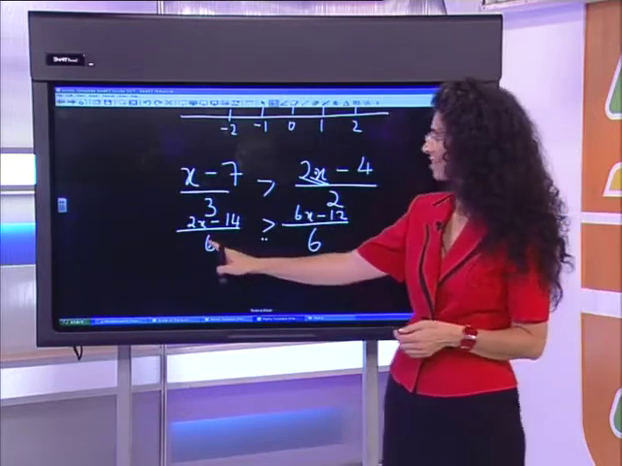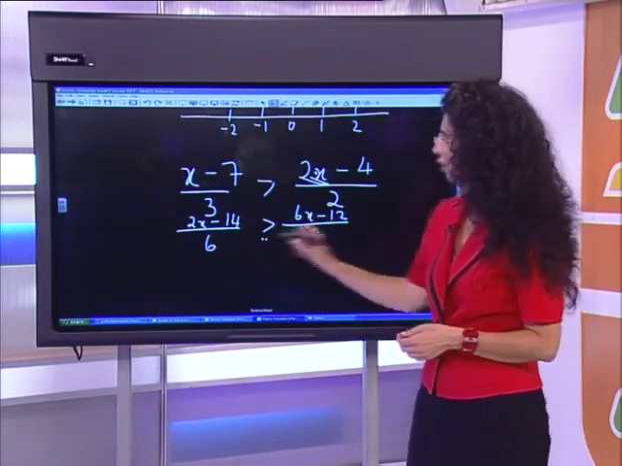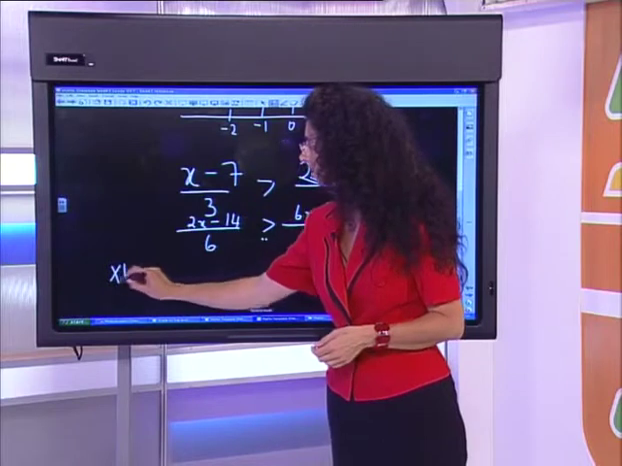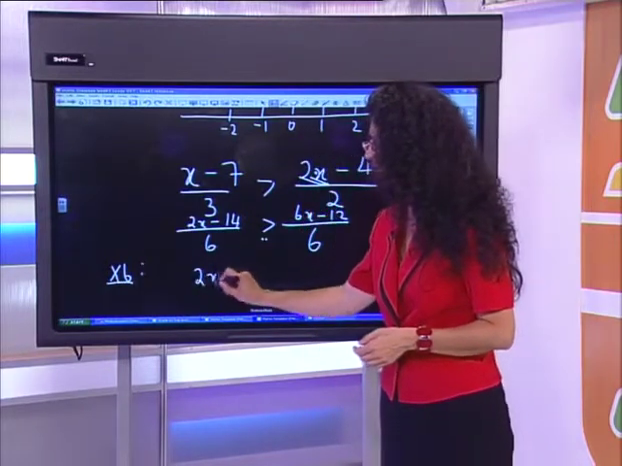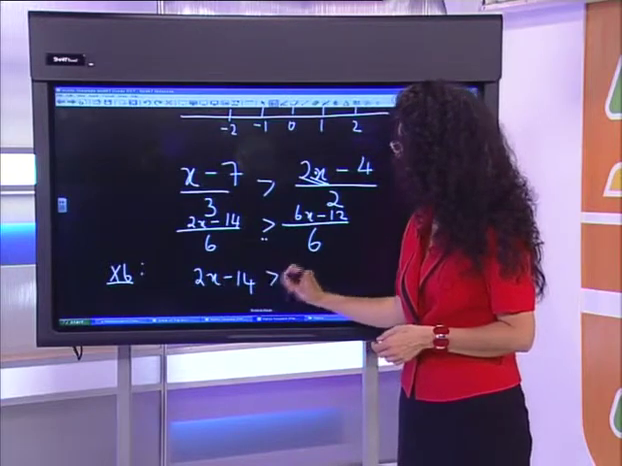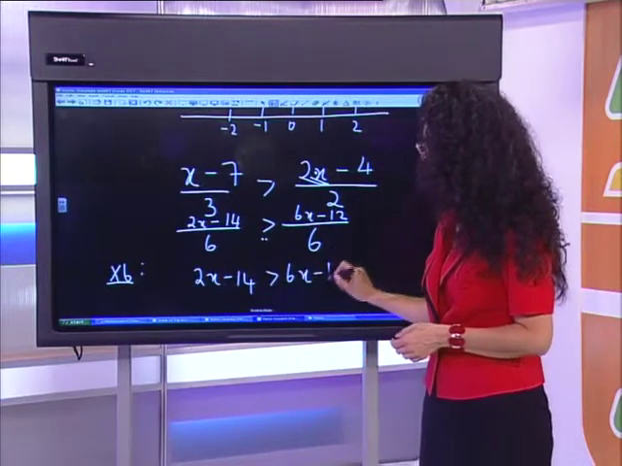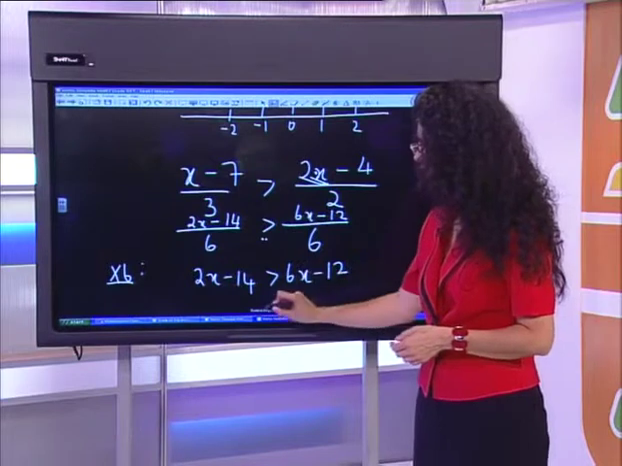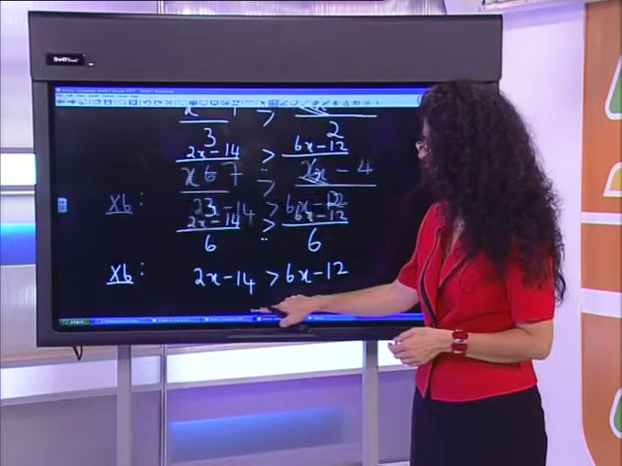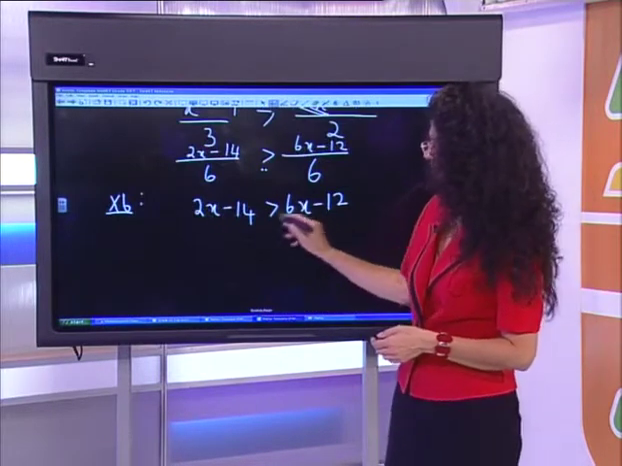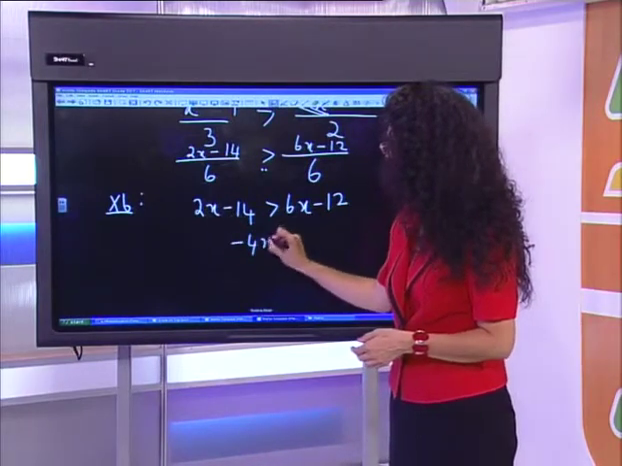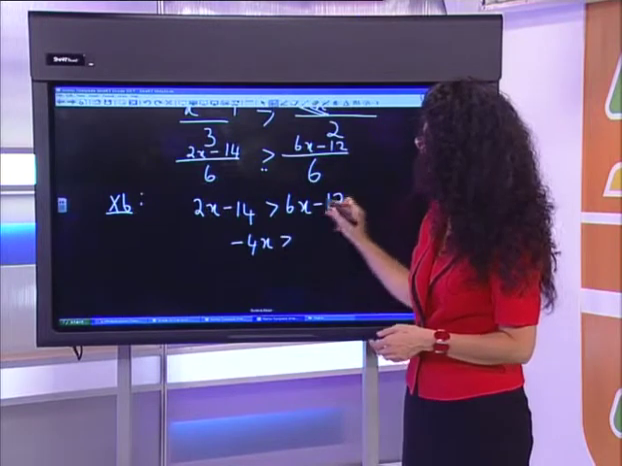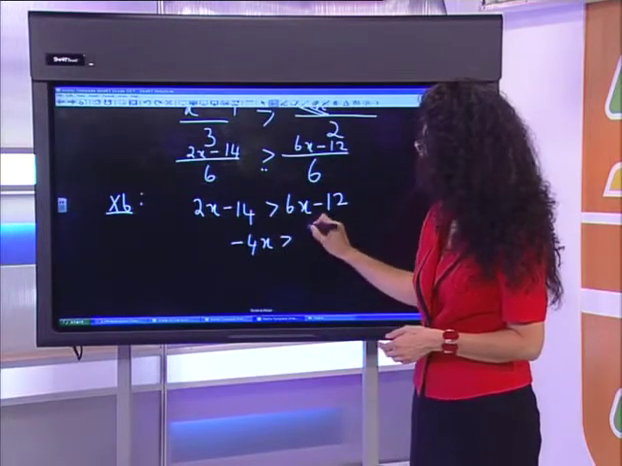Now, because you've got the same denominator on both sides, we can multiply by 6. And so we now just compare the numerators, 2x minus 14 and 6x minus 12. And that's now linear. It's not a double inequality. And you can now tackle it. So 2x minus 6x is negative 4x. And that must be greater than negative 12 plus 14, which is 2.